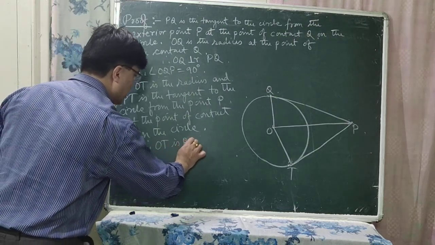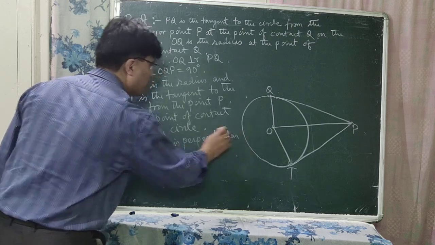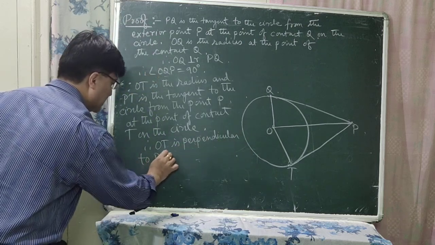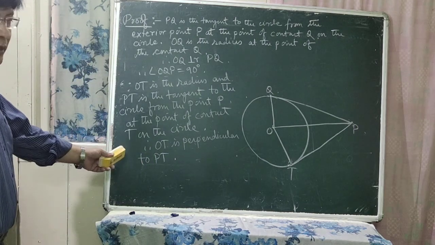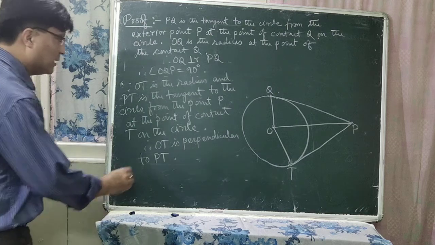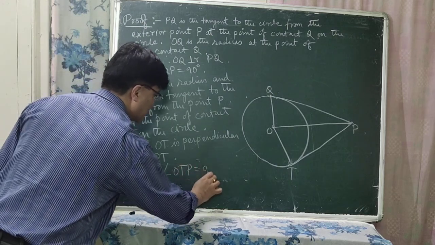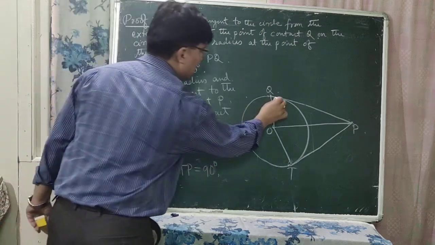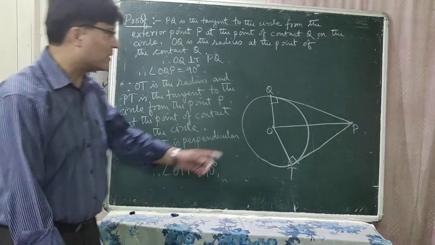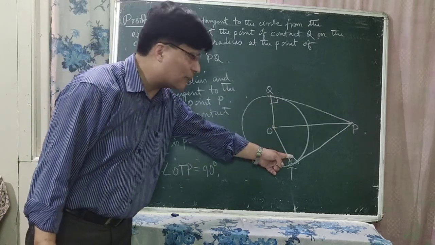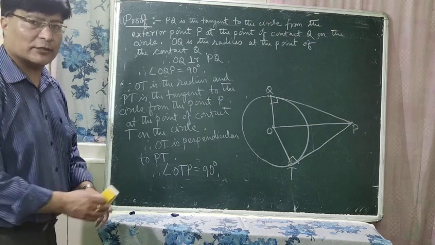OT is perpendicular to the tangent PT. That means what can you write? Angle OTP is equal to 90 degree. So these are both 90 degree. So from the previous theorem we can write down that both these angles are 90 degree. So I think I've understood it.